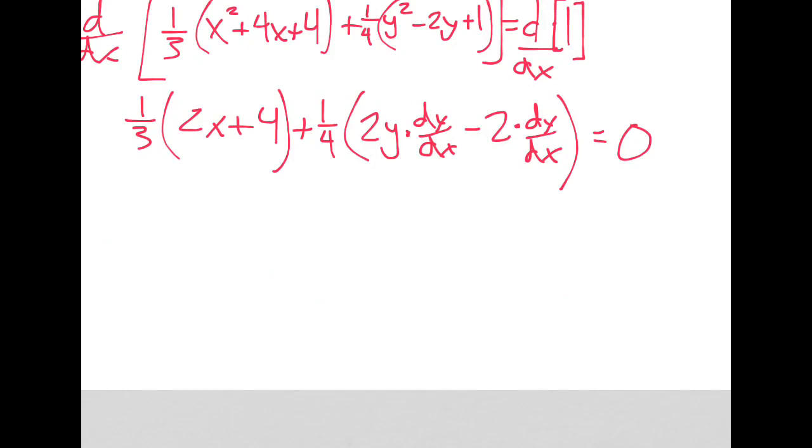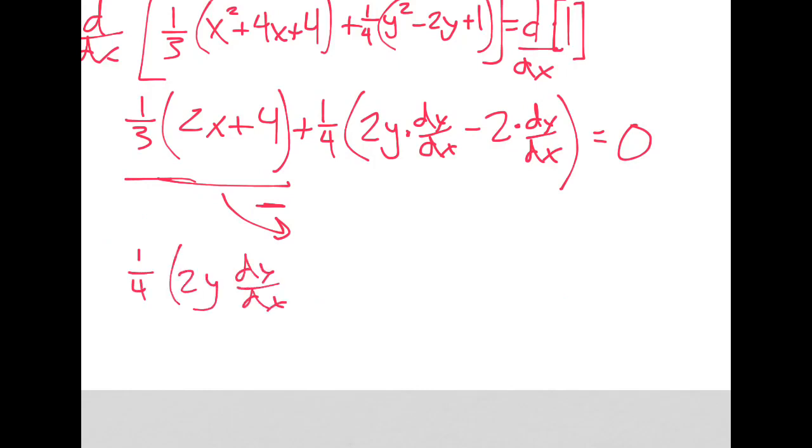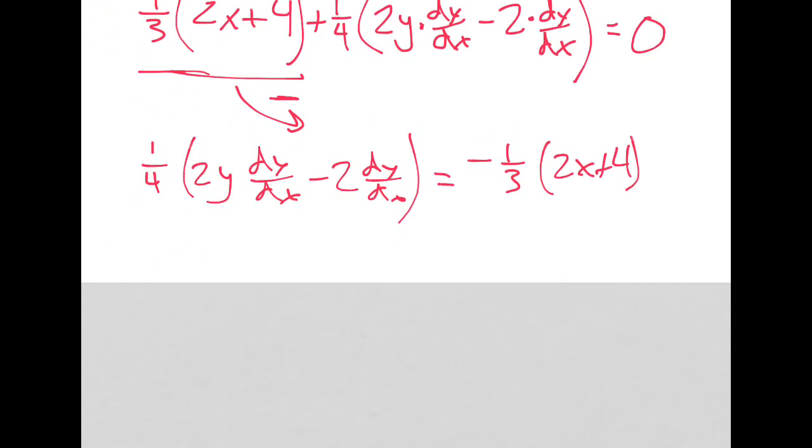So, what can we do? Well, first off, I want to move this over by dividing it, and I want to move this over by multiplying it. So, I am going to get nothing, because I can't believe I just said that. It is late and I'm exhausted. How do you move this whole expression over? Well, you need to subtract it since it's being added to that 1/4 stuff. So I'm going to rewrite this as 1/4 times (2y dy/dx - 2 dy/dx) equals negative 1/3 times (2x + 4). I subtracted that to the other side.